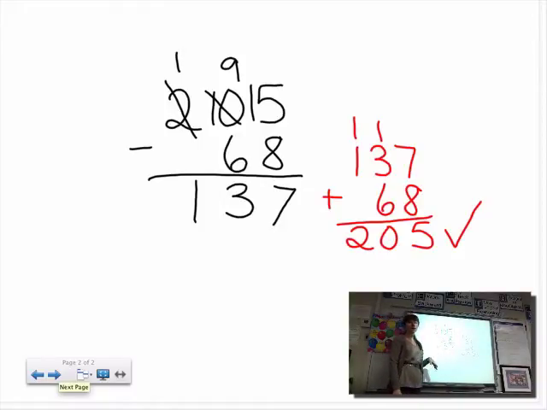Use these problems that we did together to help you complete your sample problems. Don't forget to bring in your worksheet and any questions tomorrow, and I will see you in class.